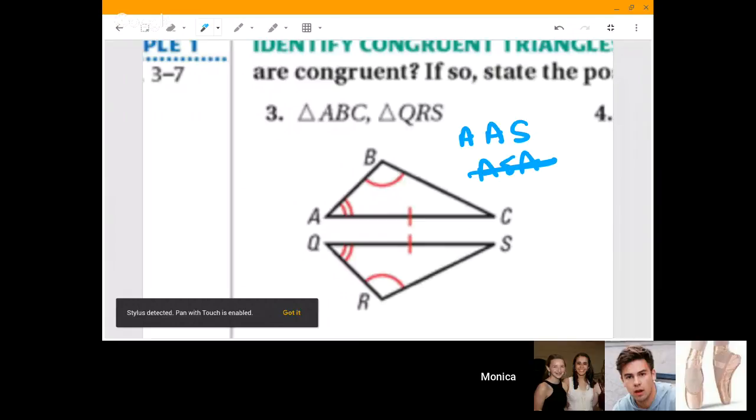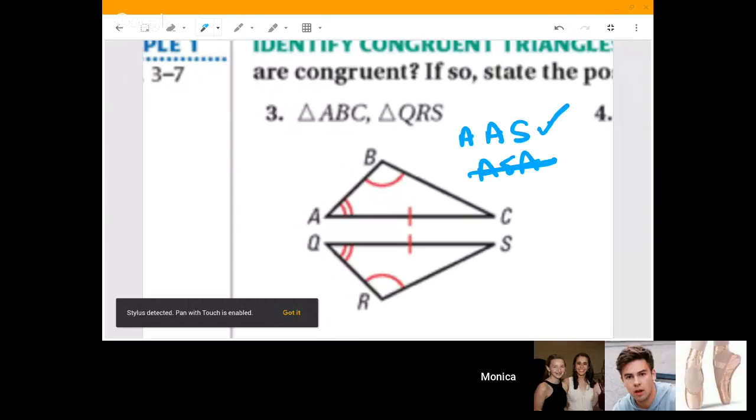And then when you look at these, you can see, when you look at the two triangles, B and R are congruent with each other, and A and Q are congruent with each other. And then it's both this long side that's congruent with each other. So that's going to be your angle, angle, side. It has to do with the position of them. Does that help? Okay, good.